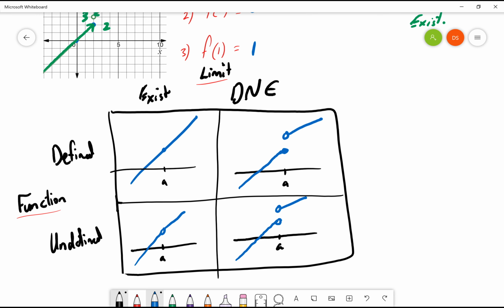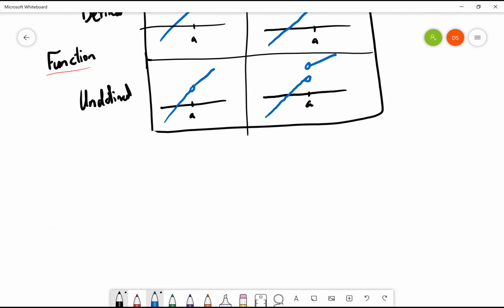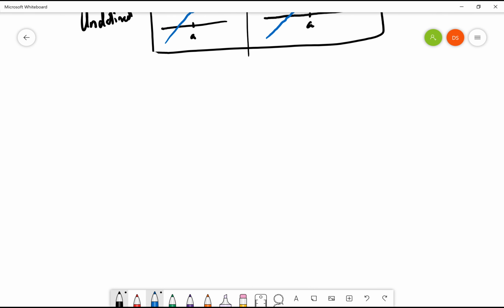And this diagram is my limit function diagram. These are the four cases for limits. Is f of x defined? Does the limit exist? And this is how I would tell. Okay, so let me show you one more situation, and then we're going to talk about another thing.